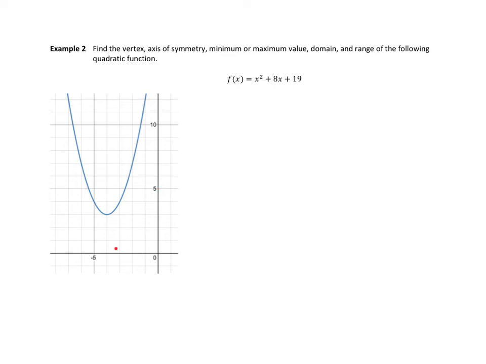Now, it looks like the vertex is right here. That appears to be negative 4, positive 3. So I'm going to go ahead and label that. It looks like this is where the vertex is located.